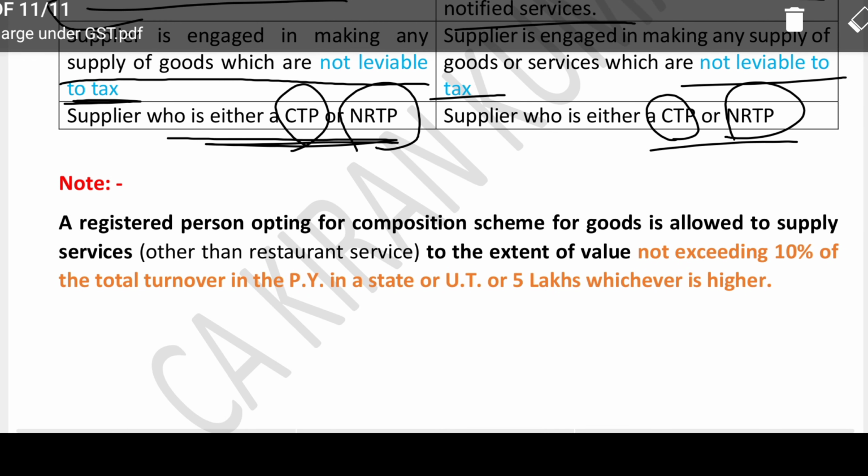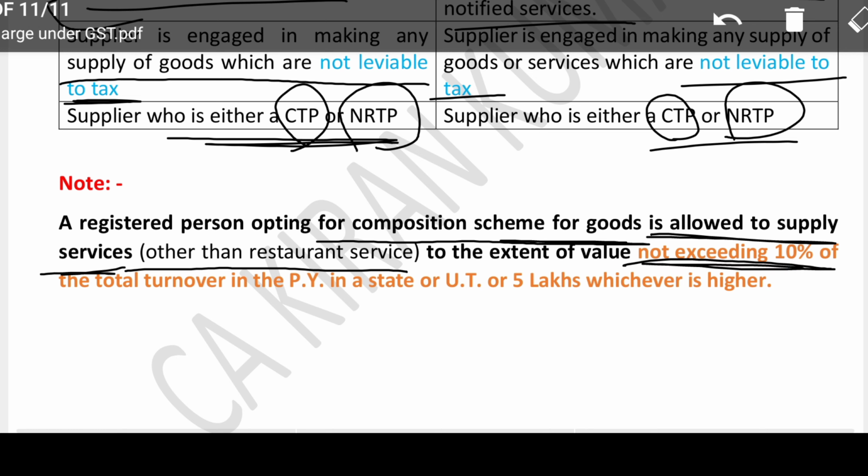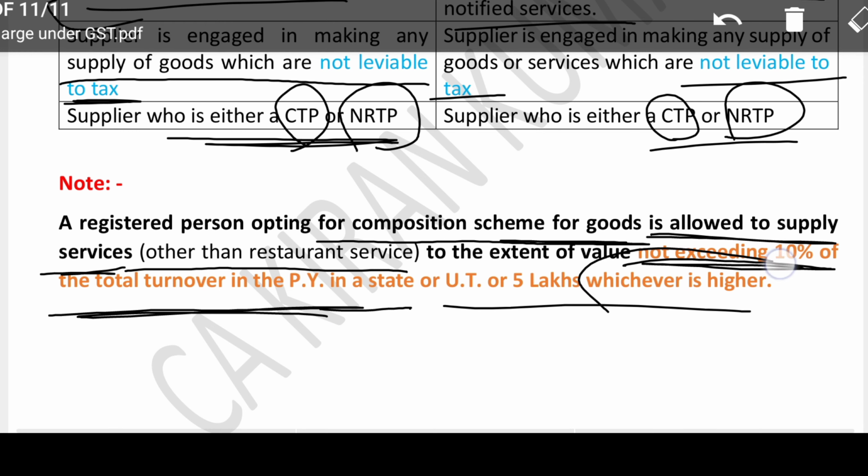And a registered person opting for the composition scheme for goods is allowed to supply services as well, other than restaurant services, to the extent not exceeding 10% of the total turnover in the previous year in a state or 5 lakhs, whichever is higher. So the maximum limit extends to 5 lakhs.